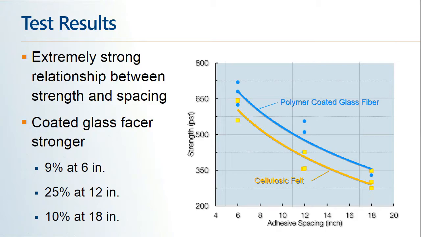And the polymer-coated glass fiber-faced insulation was stronger than the cellulosic felt-faced insulation boards. It was 9% stronger at the 6-inch ribbon spacing, 25% stronger at the 12-inch ribbon spacing, and 10% stronger at the 18-inch ribbon spacing.